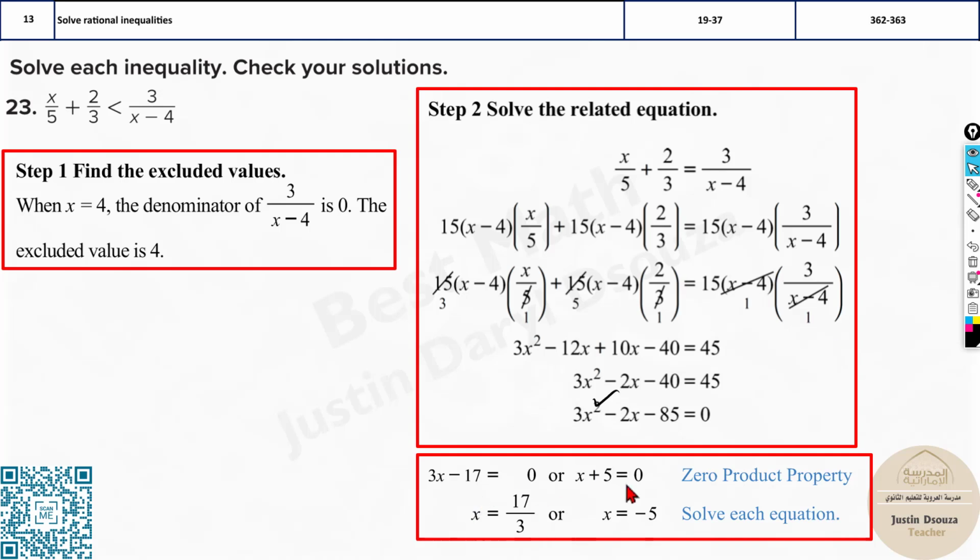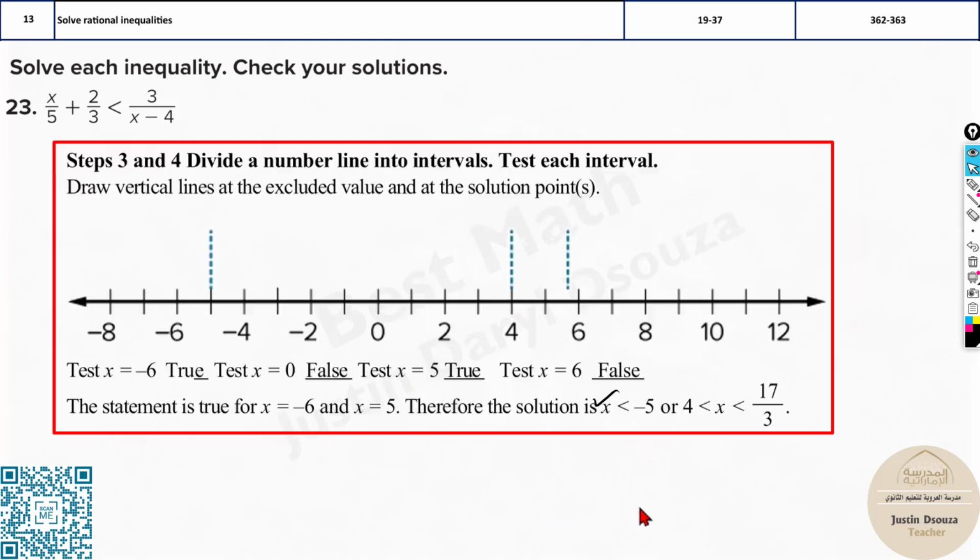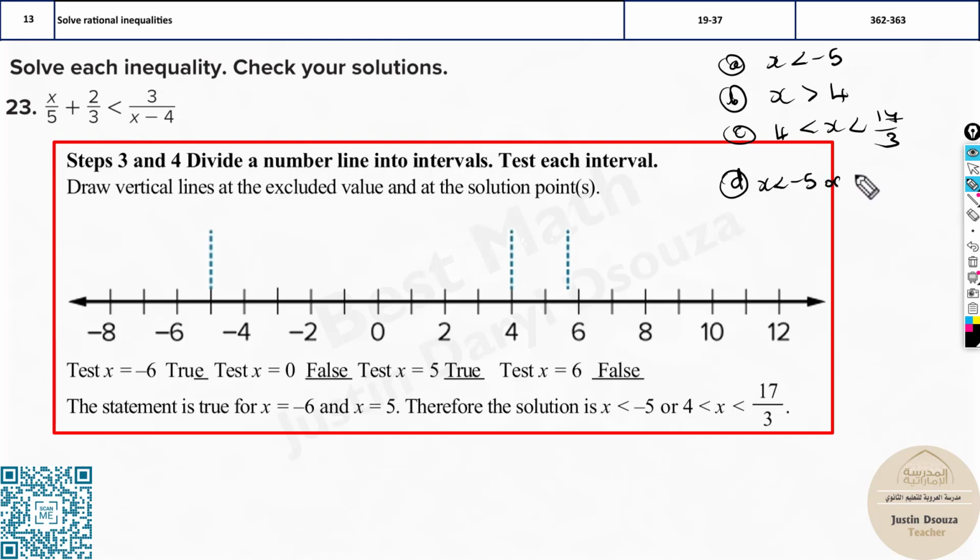Even over here, now there are two answers, but these are not your answers. You need to do the number line and get the solution range. See over here as well. Now your options, I'll write some options over here. It might have been A, x is less than -5. B, x is greater than 4. C, it could have been 4 less than x less than 17 by 3. And lastly, D would be x less than -5 or 4 less than x less than 17 divided by 3. Now I'll just solve this one up. Let me just remove the options.